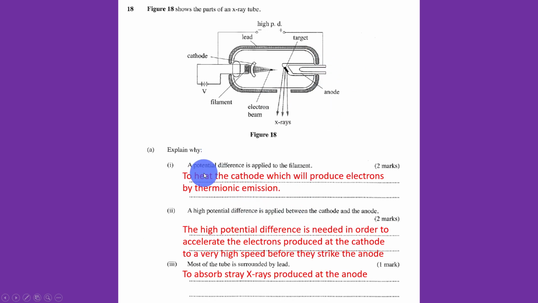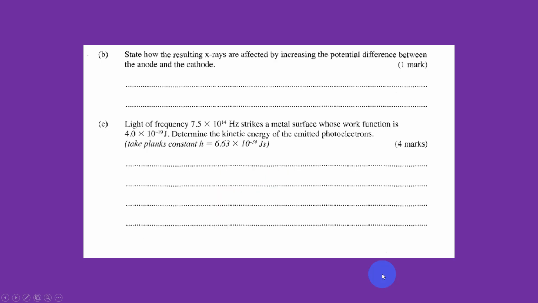And these were the answers. Potential differences apply to the filament because we want to heat the cathode, which will produce electrons by thermionic emission. A high potential difference is applied between the cathode and the anode. The high potential difference is needed in order to accelerate the electrons produced at the cathode to a very high speed before they strike the anode, because that one is a condition for X-rays to be produced. Most of the tube is surrounded by lead to absorb stray X-rays produced at the anode.